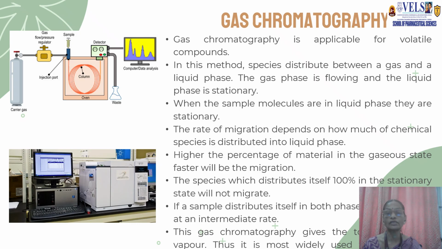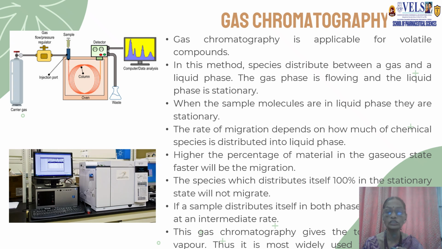Gas chromatography is applicable for volatile compounds. In this method, species are distributed between the gas and the liquid phase. The gas phase is flowing while the other phase is stationary. The sample molecules in the liquid phase may be stationary. The rate of migration depends upon how much of the chemical species is distributed into the liquid phase. In gas chromatography, the gas acts as the mobile phase, whereas the column is packed with some solid material. So here the separation takes place based upon the affinity coefficient between the stationary phase and the mobile phase.